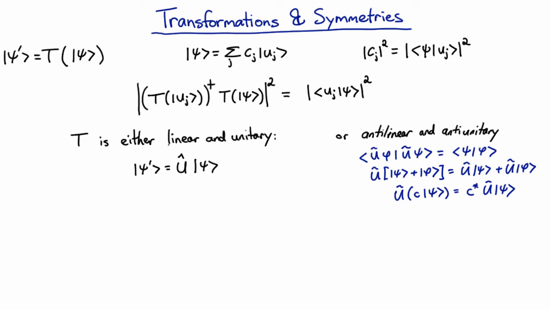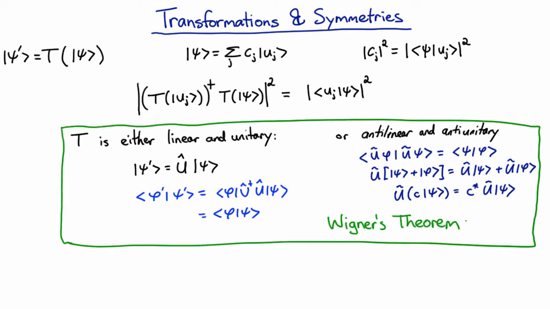And of course, we know all about linear and unitary operators, which preserve the inner product. That's trivial to show. So basically, the two ways it goes are that either the inner product is completely the same, or the inner product is the Hermitian conjugate of itself. This theorem is known as Wigner's theorem, after the famous Hungarian physicist and mathematician Eugene Wigner.